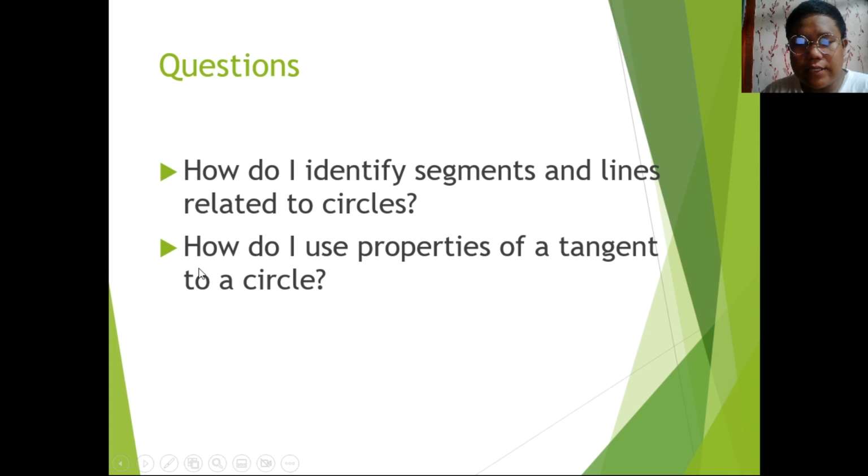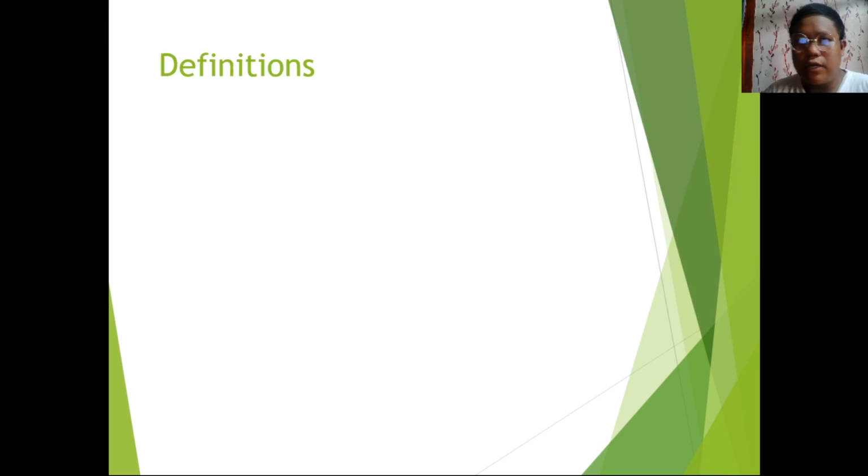The second one is, how do I use properties of a tangent to a circle? We're going to discuss the tangents and their properties. We're also going to discuss the definition of circles, how they are formed, all about the radius, diameter, secants, chords, and the other parts of the circle and its properties. Without further ado, let's start.